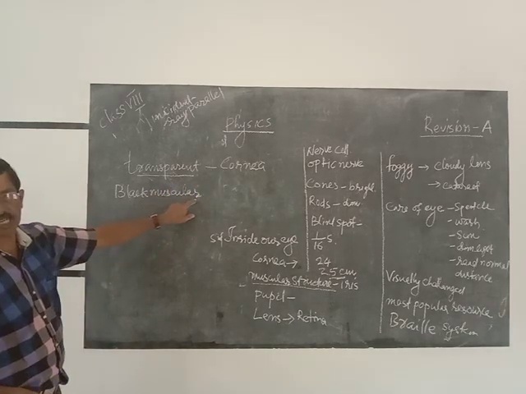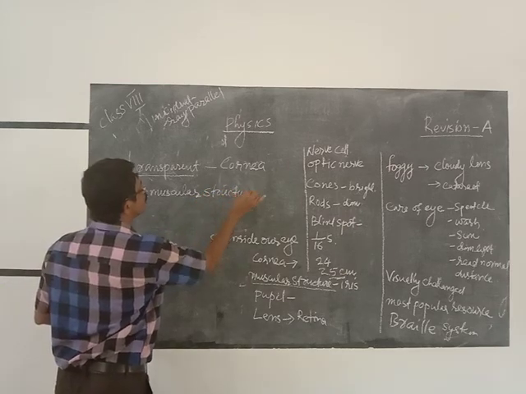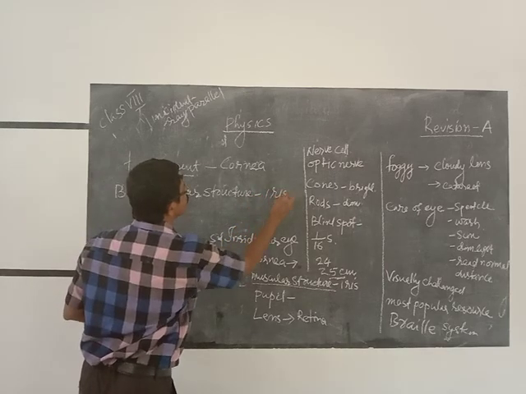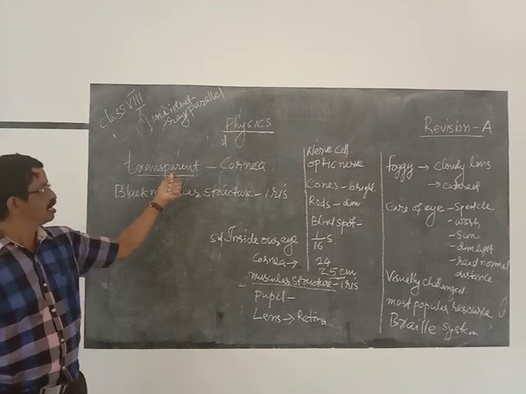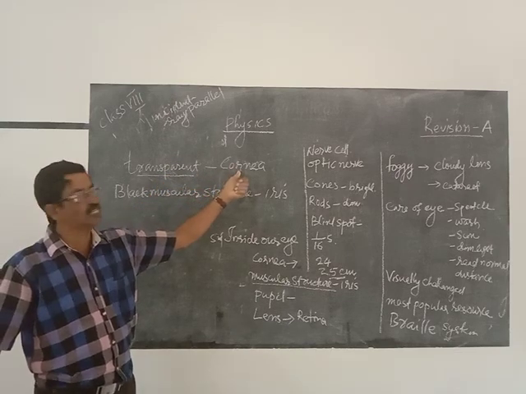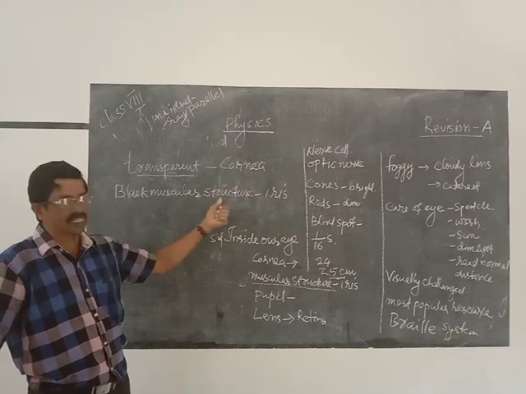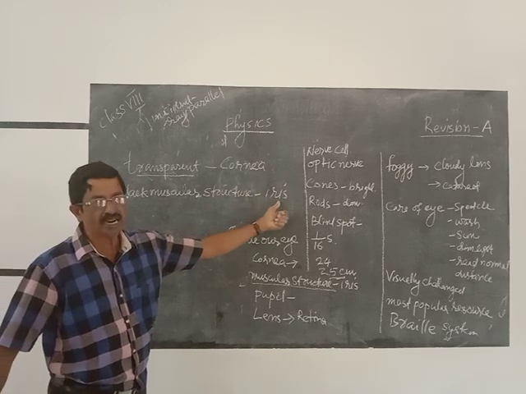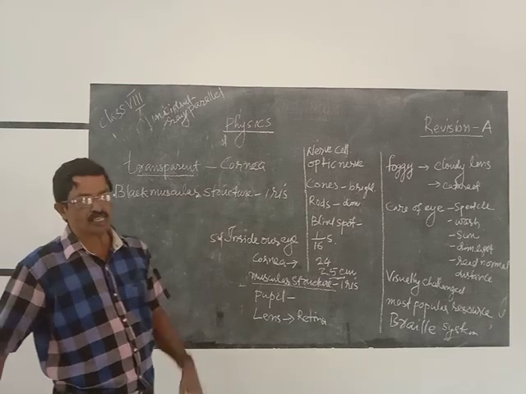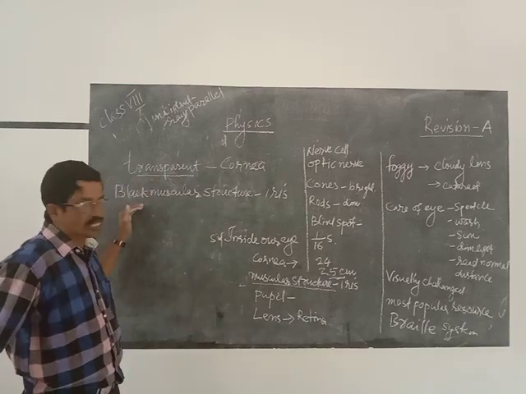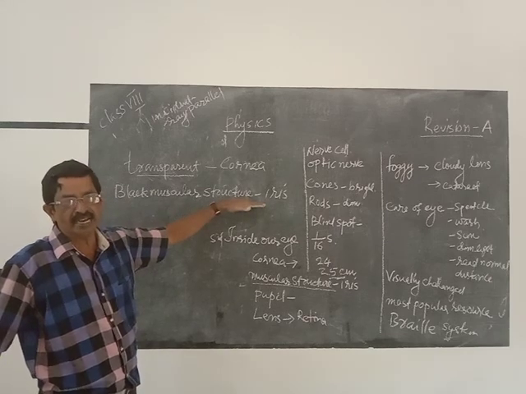Black muscular structure, and it is called iris. See, at the front portion of the eye, there is a transparent part which is called cornea. Behind the cornea there is a black muscular structure, and that is called what? Iris. And the color of the eye is actually the color of this iris. Some persons with a blue color, it means it is the color of that iris.